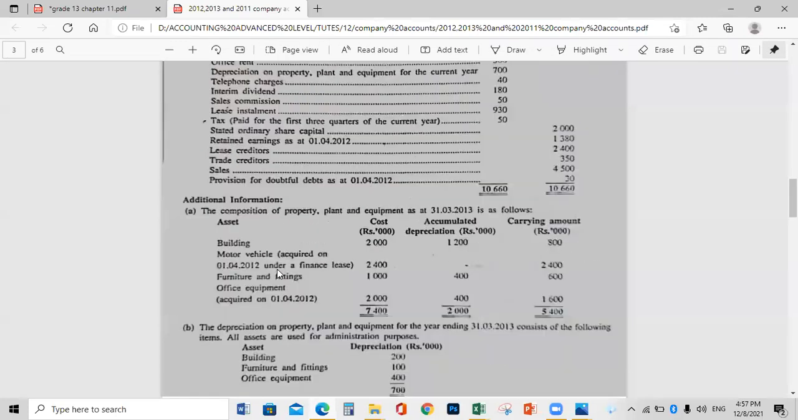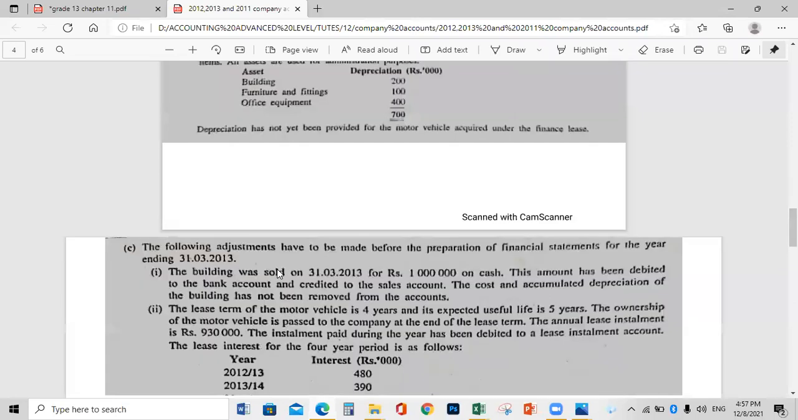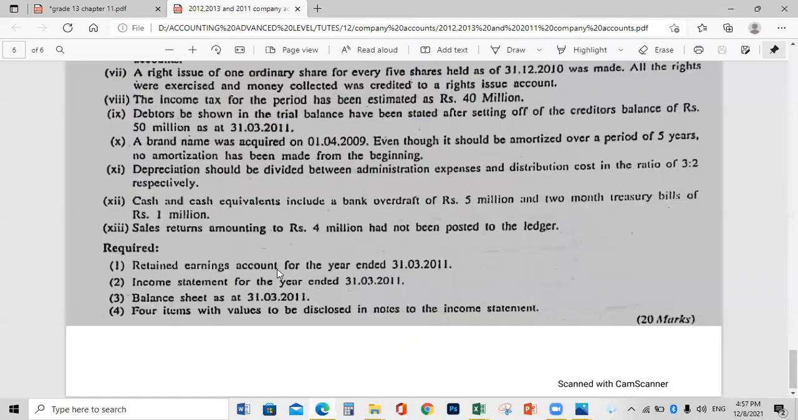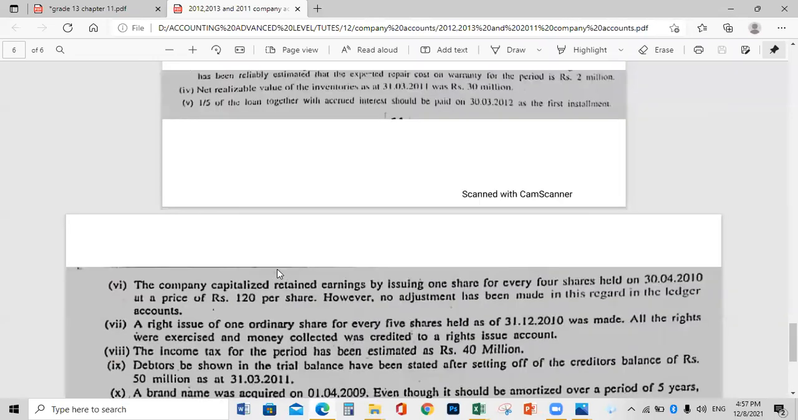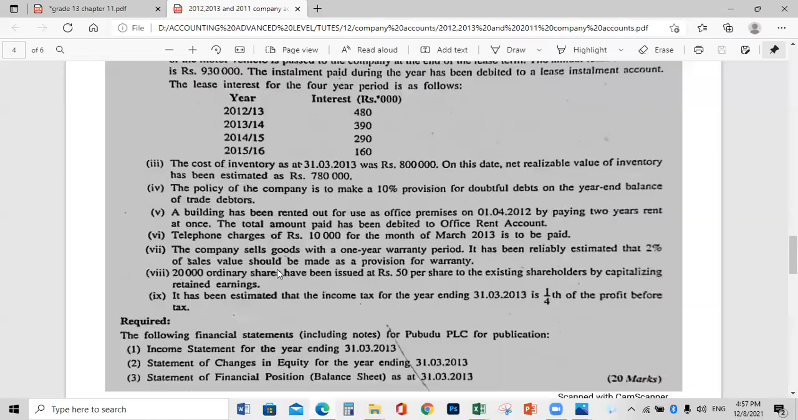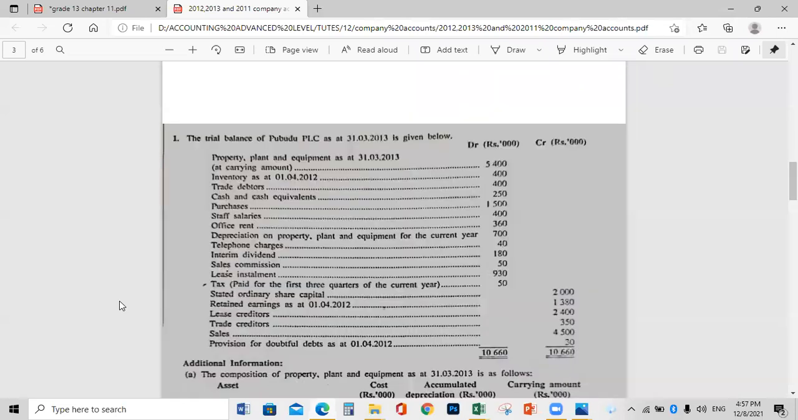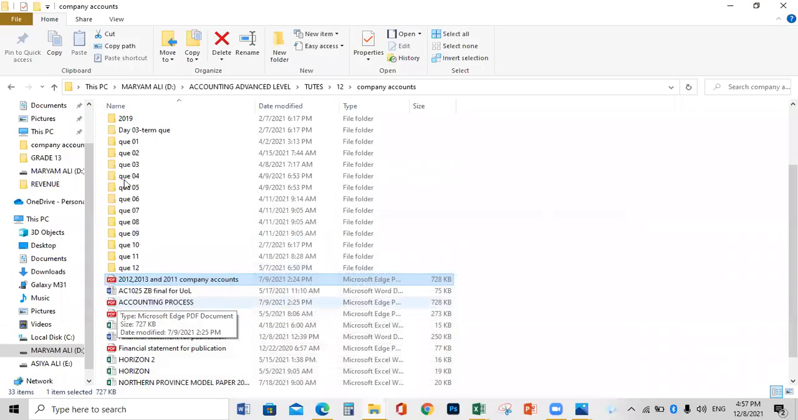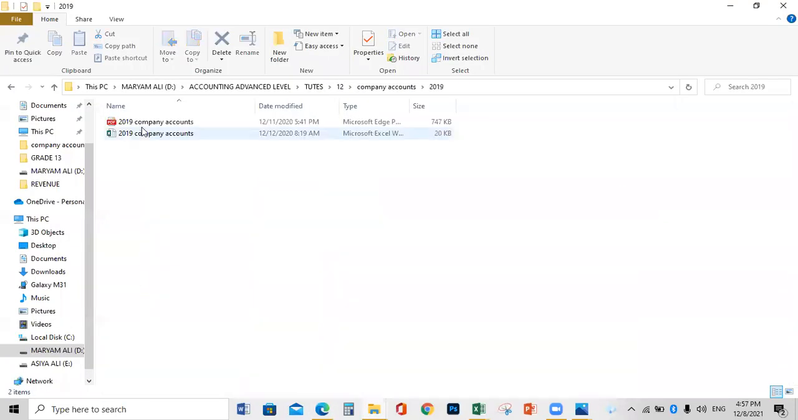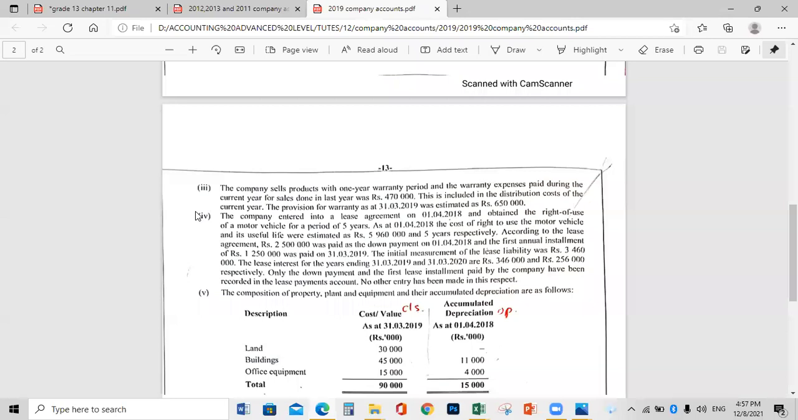It will be like 2-3 sides. It's a big question. There are so many adjustments you have to do. So guys, if you want to do these adjustments, first of all, you need to know the theory behind it. You need to know each and every standard. This is 2019 company accounts.